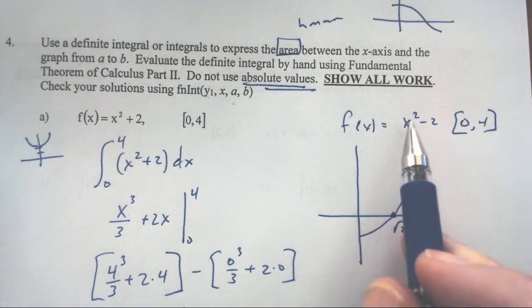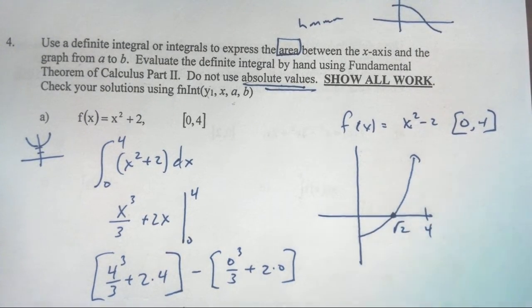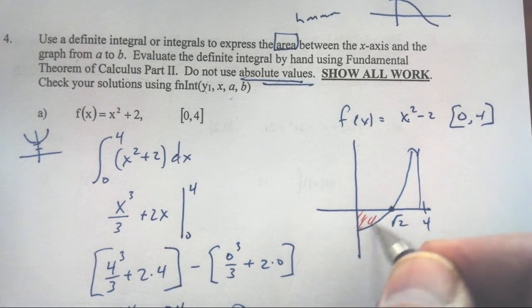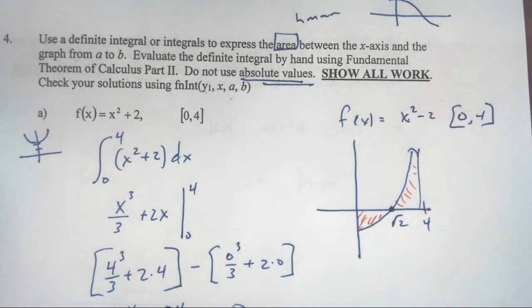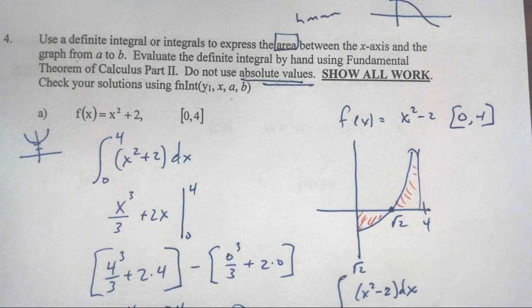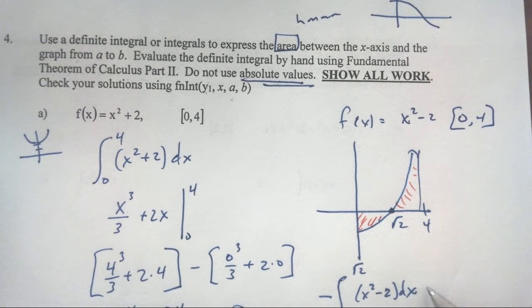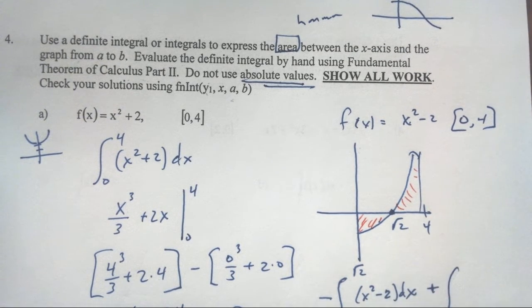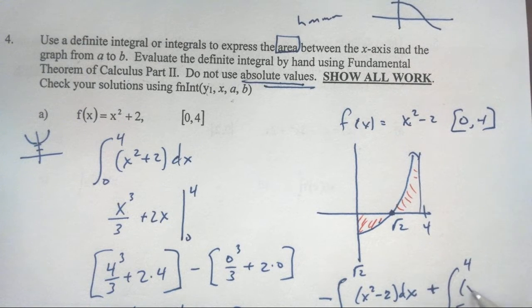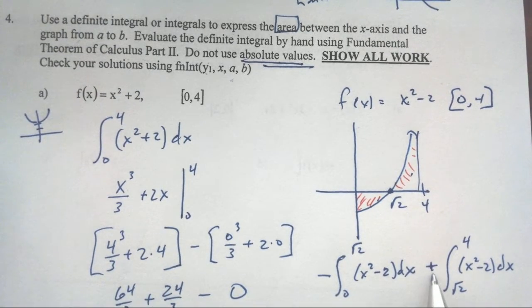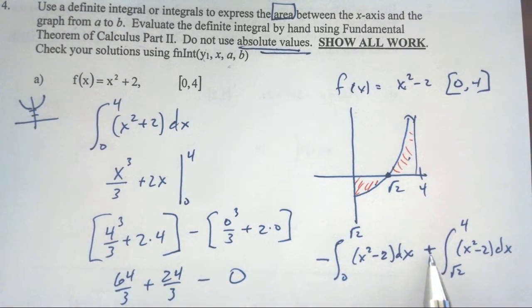Root 2 would be a 0, clearly. If we go over to 4, then we have to realize this area would be considered negative, and this would be considered positive. So we'd be interested in taking the integral from 0 to root 2 of x squared minus 2 dx, but that would calculate as a negative, so we want the opposite of that, plus the integral from root 2 to 4 of x squared minus 2 dx. That would calculate as a positive, so we do want it as a positive. So that would be the difference if we cross 0.